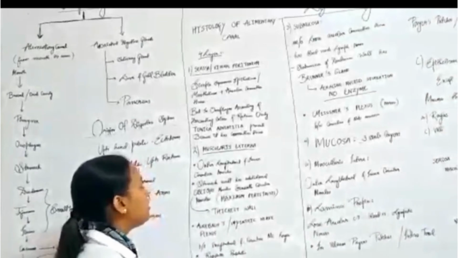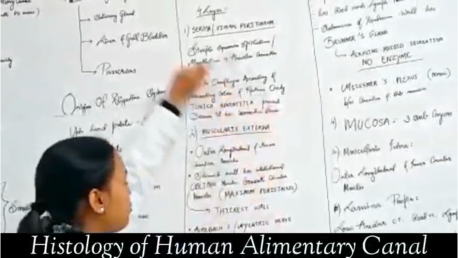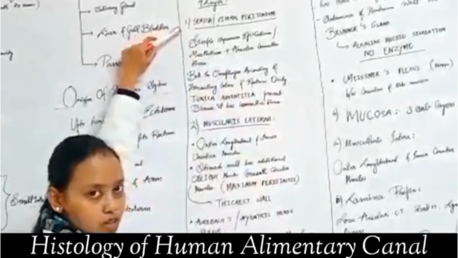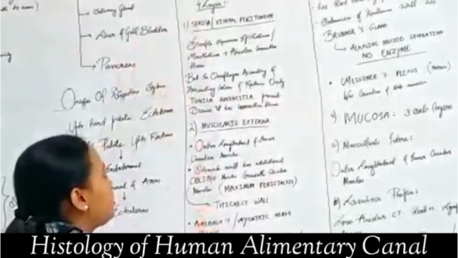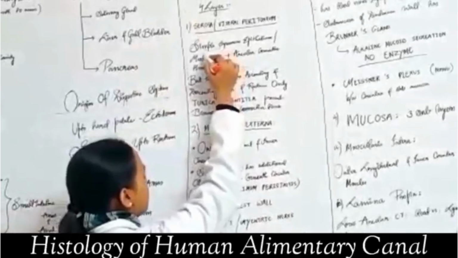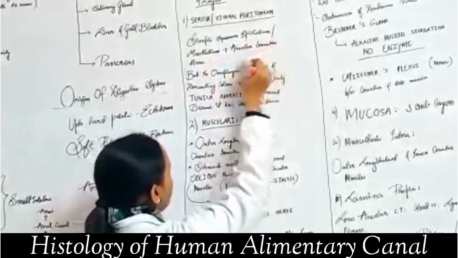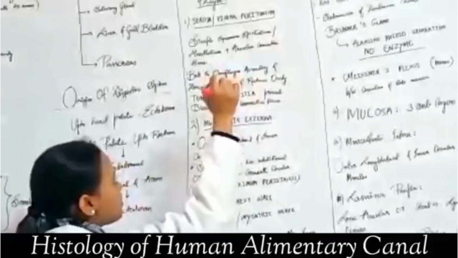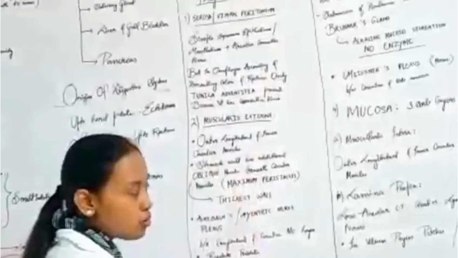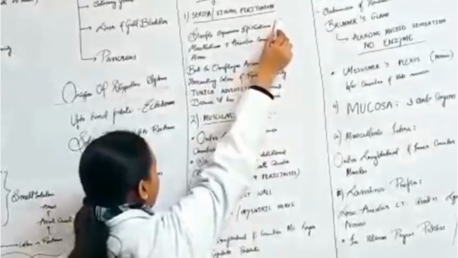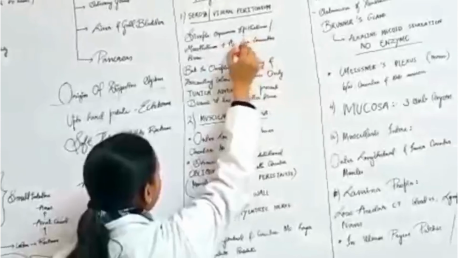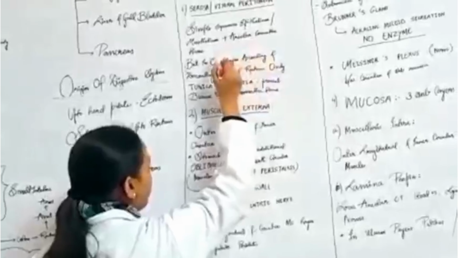Now we start the histology of the alimentary canal. The histology of the alimentary canal includes four layers. First is the serosa, the visceral peritoneum, which includes simple squamous epithelium, mesothelium, plus areolar connective tissue.